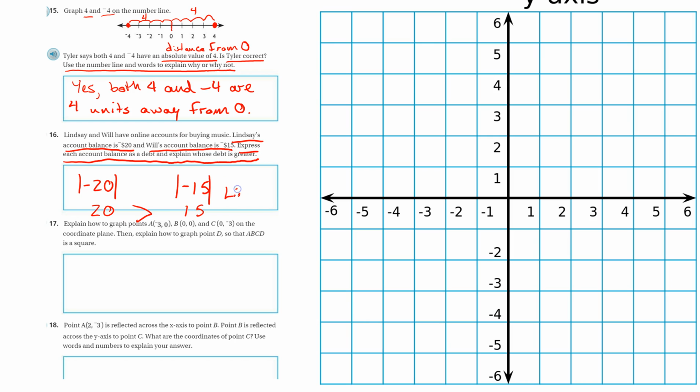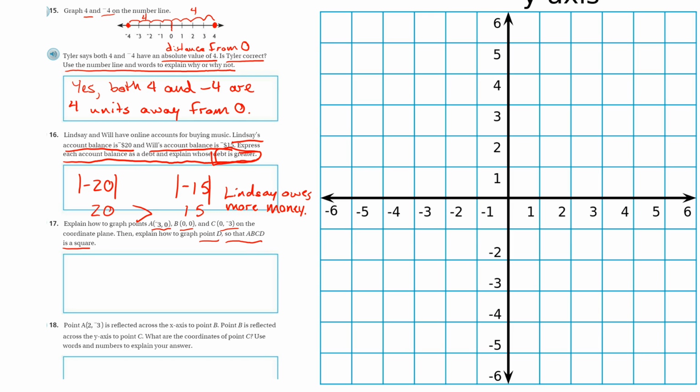So Lindsay owes more money, or she has the greater debt. She's in more debt than Will. All right. Number 17, explain how to graph points A (-3, 0), B (0, 0), and C (0, -3) on a coordinate plane. Then explain how to graph point D so that ABCD is a square.